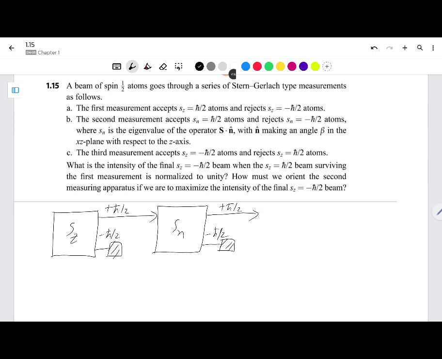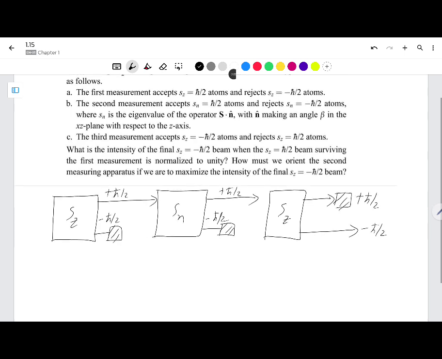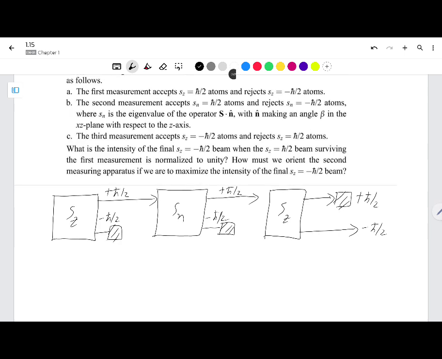And finally, there is a third measurement, which is again Sz, but this time these are blocked, and this is what they observe. So the second experiment is actually not fixed in terms of angles, and that is what they are asking: if the final intensity needs to be maximum, what should this angle beta be?